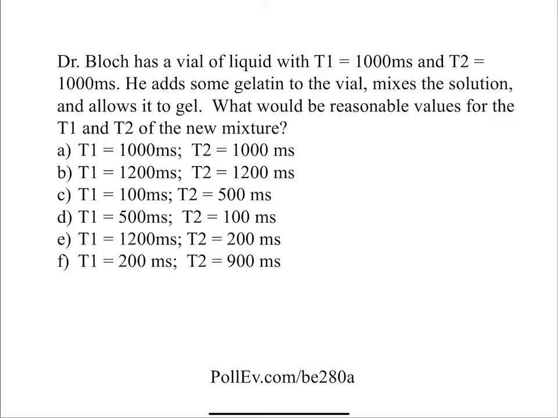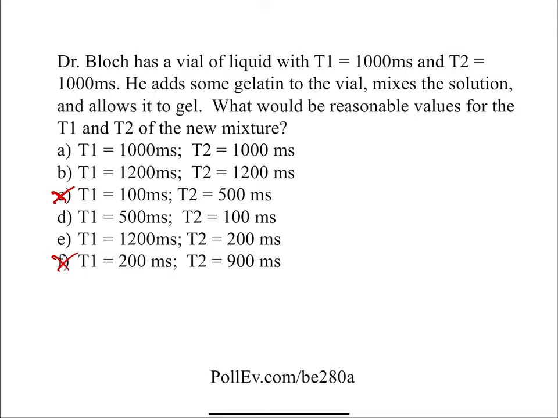Okay, let's take a look at this together. First of all, let's just rule out the ones that can't possibly be true. Which of these has T1 less than T2? So C can't be true, right? And F can't be true. That's a good way of ruling out things that just can't be true.